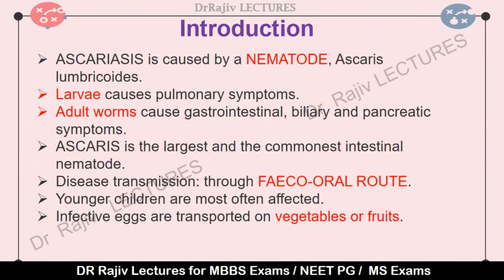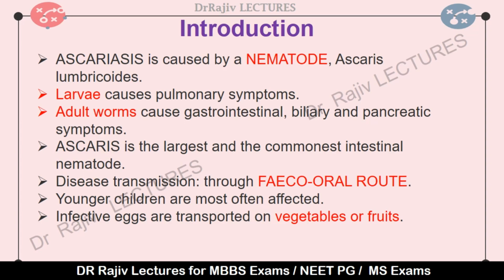Ascariasis is caused by a nematode, Ascaris lumbricoides, also known as roundworm. Its larvae cause pulmonary symptoms, while adult worms cause gastrointestinal, biliary, and pancreatic symptoms. It is the largest and the commonest intestinal nematode that infects humans.